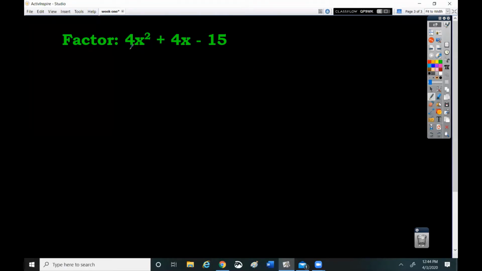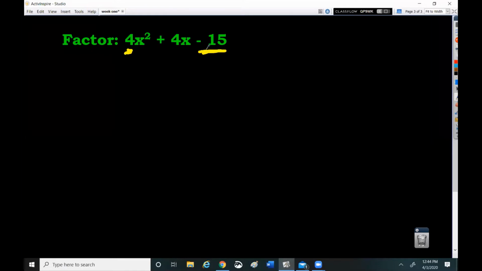First of all, take the leading coefficient and multiply it by this last number. So what is 4 times negative 15? Negative 60. Very good. So if I have negative 60, what I want to do is find numbers that will multiply to negative 60. Go ahead and give me pairs.